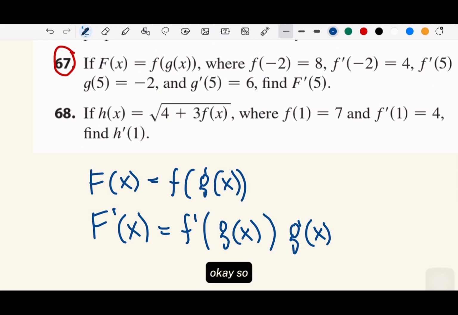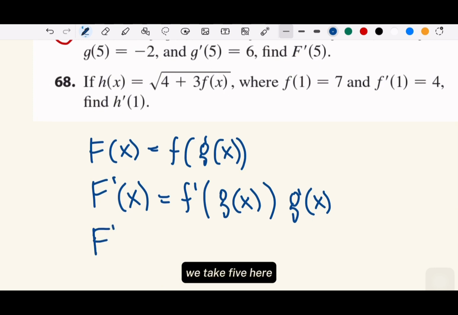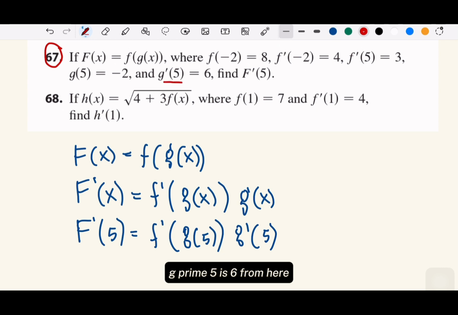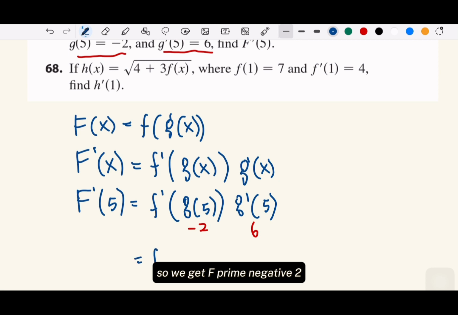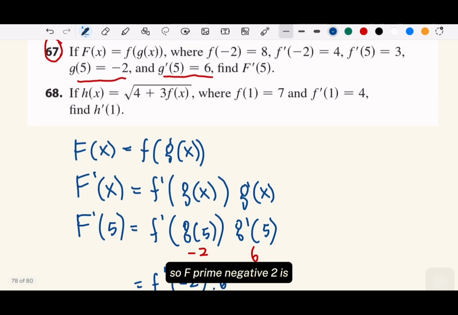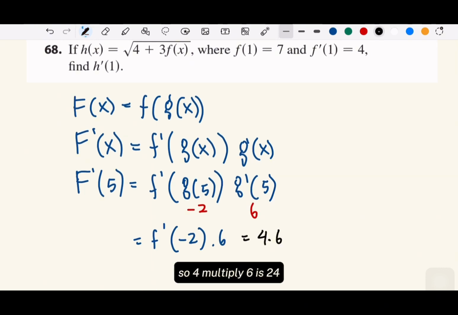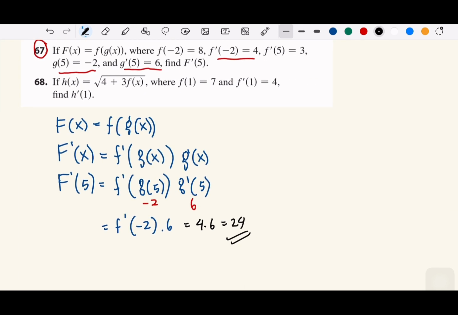So we take 5 here. So f prime g of 5, and then g prime 5. g prime 5 is 6 from here. And then g of 5, where is g of 5? Oh, here, -2. So we get f prime -2, g prime 5, which is 6, multiply. f prime -2 is 4. So 4 multiplied by 6 is 24.